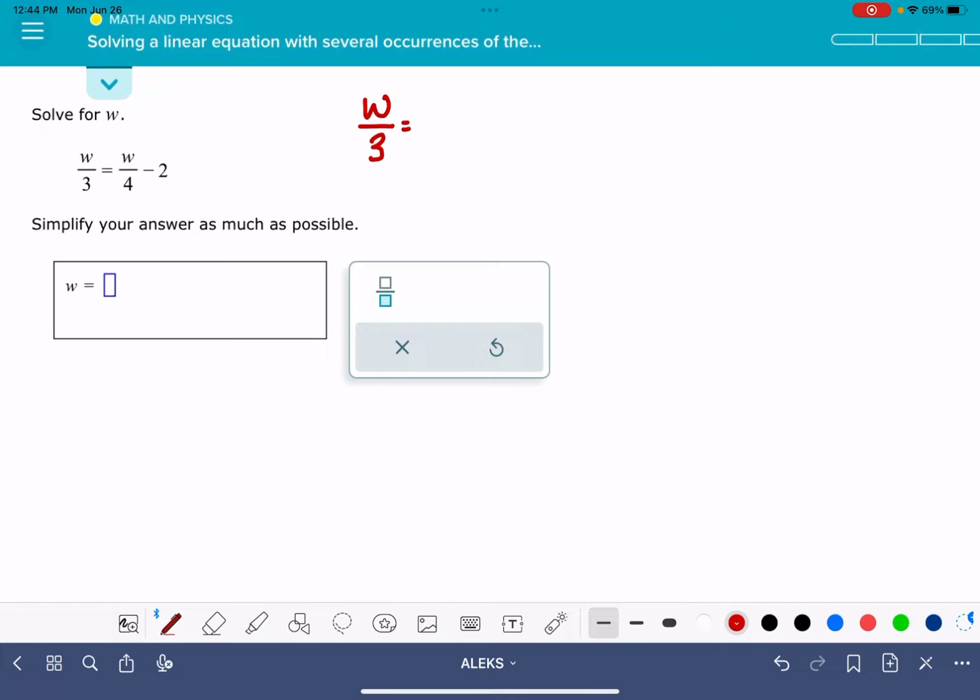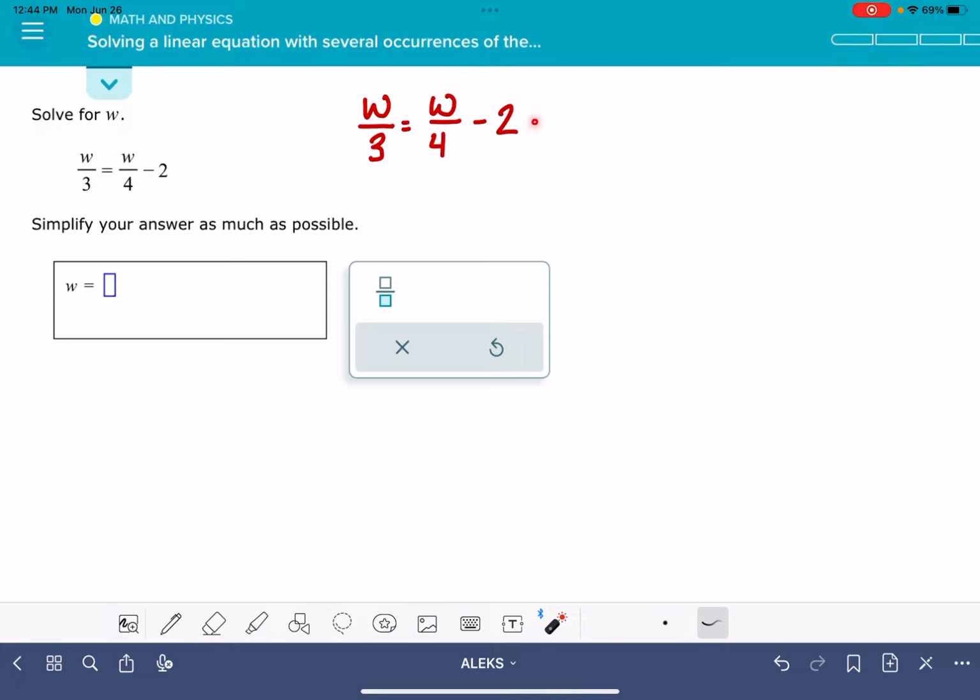I'm going to start by rewriting the problem just a little bit bigger. I have w over 3 equals w over 4 minus 2. So again, our goal is to solve for w, and that means that we want to isolate that variable all by itself on one side of the equation. Let's isolate that w variable on the left side of the equation.